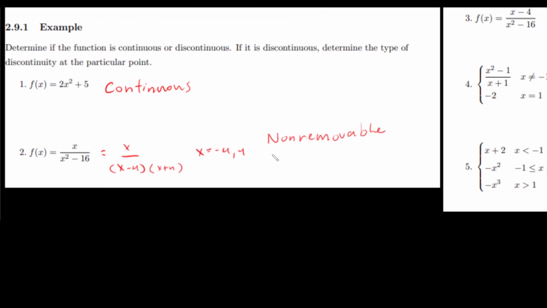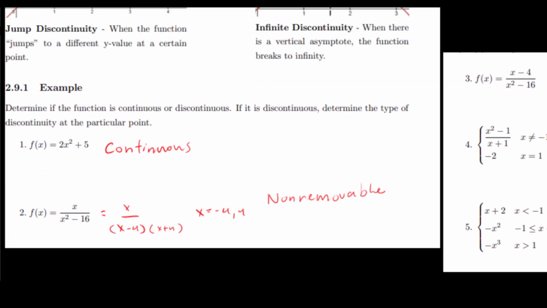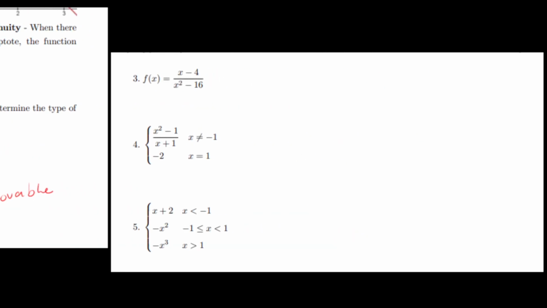Now, let's look at number 3. This one, we're going to factor it out. Boom. Okay, so it's still negative 4 and 4, but the factor for positive 4 can be canceled out. That means our positive 4 is a removable discontinuity, while our negative 4 is a non-removable discontinuity.